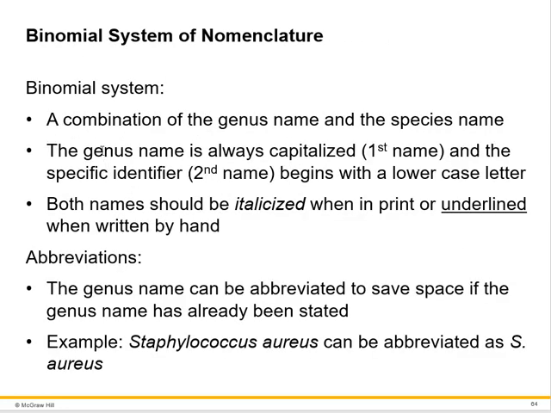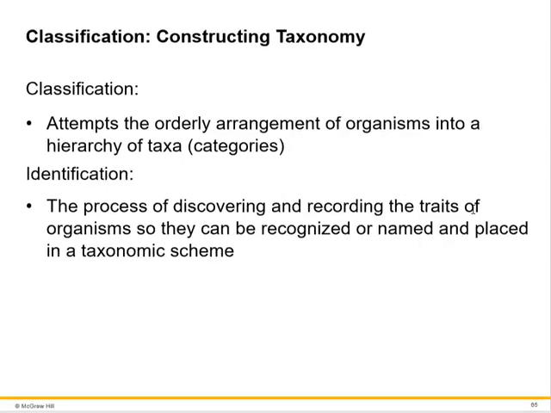So the binomial nomenclature consists of 2 names. Bi means 2 and nome means name. So the 2-name naming system consists of the genus and the specific identifier. The first name is the genus and the second name is the specific identifier. Both names should be italicized if you write it in a typed paper, Word document, book, or publication. If you handwrite it, it should be underlined.